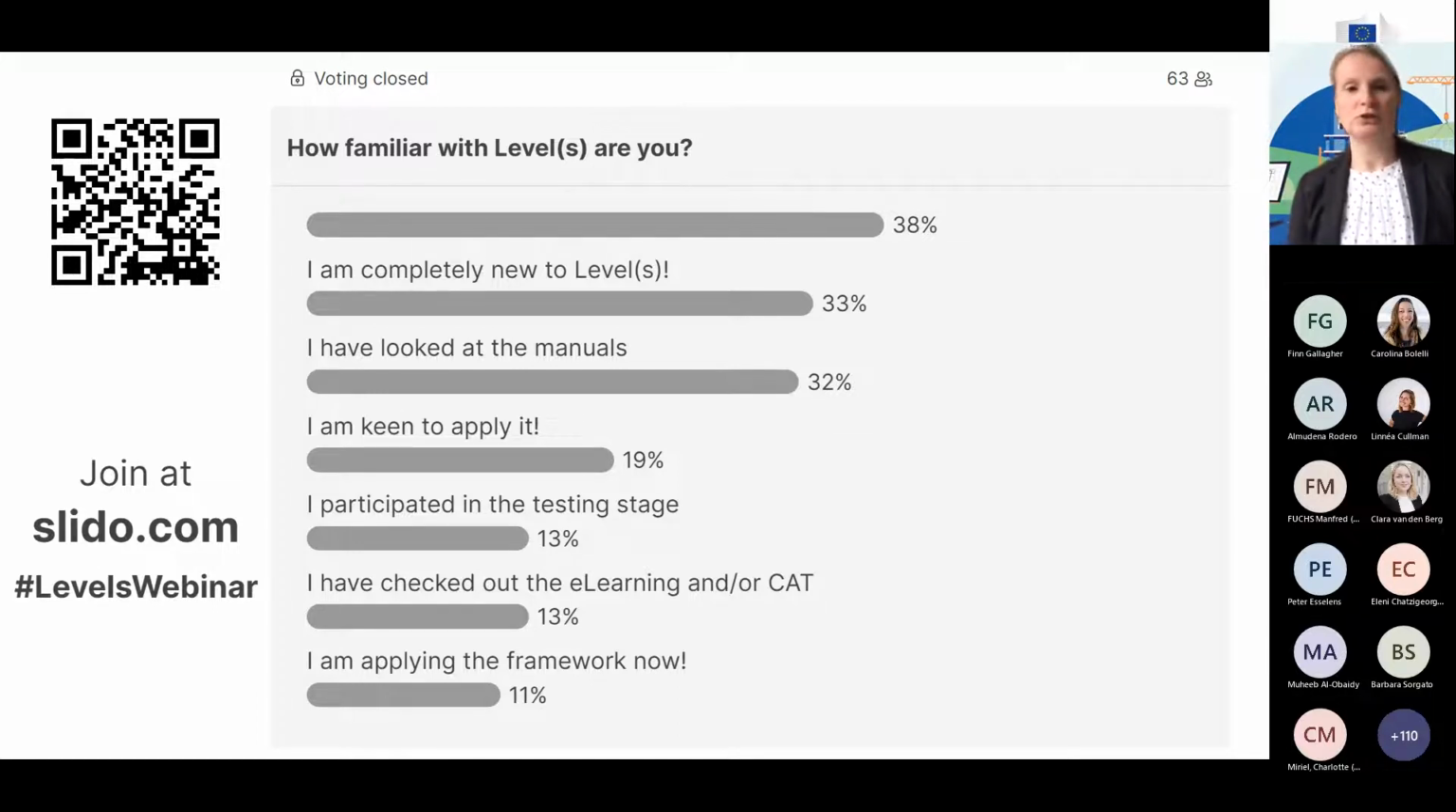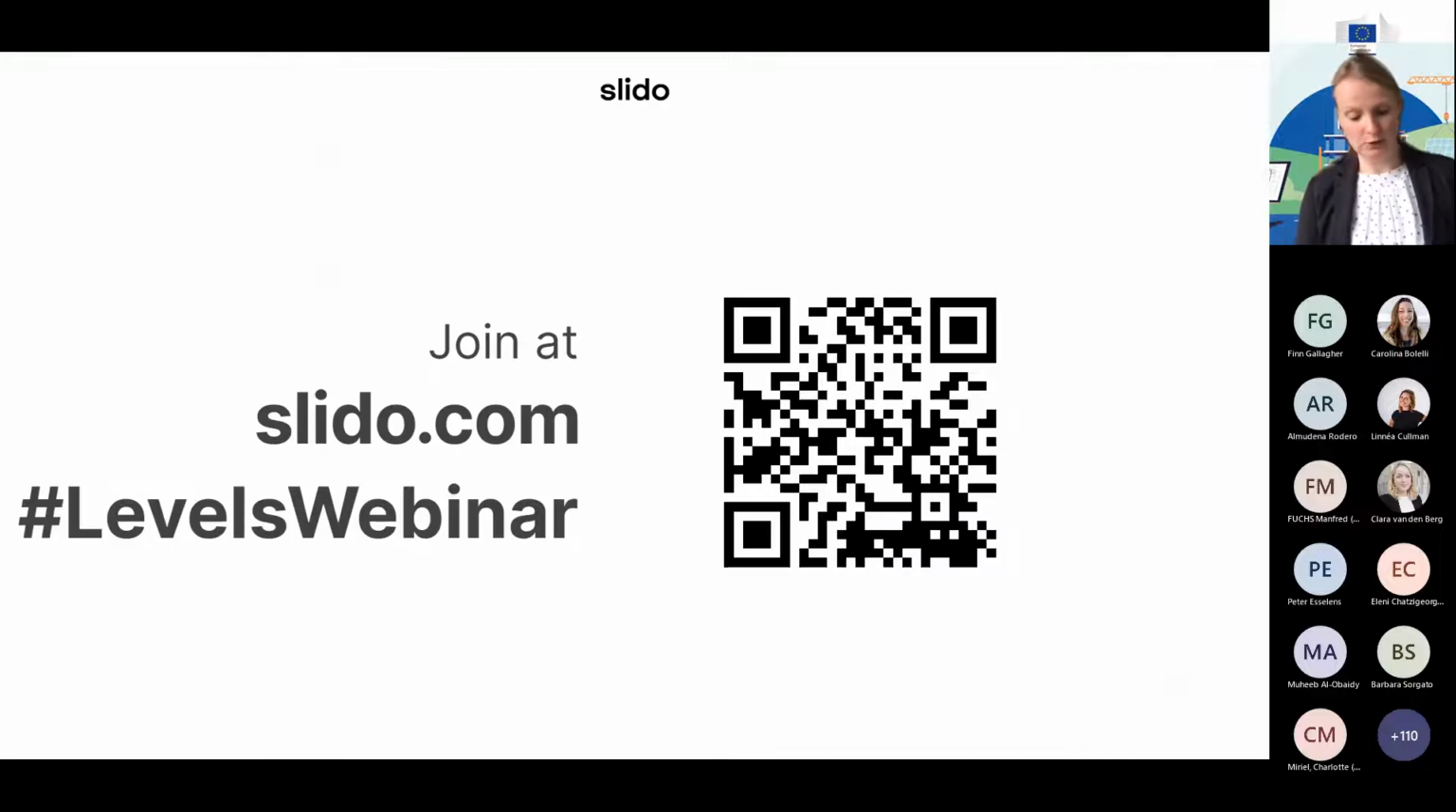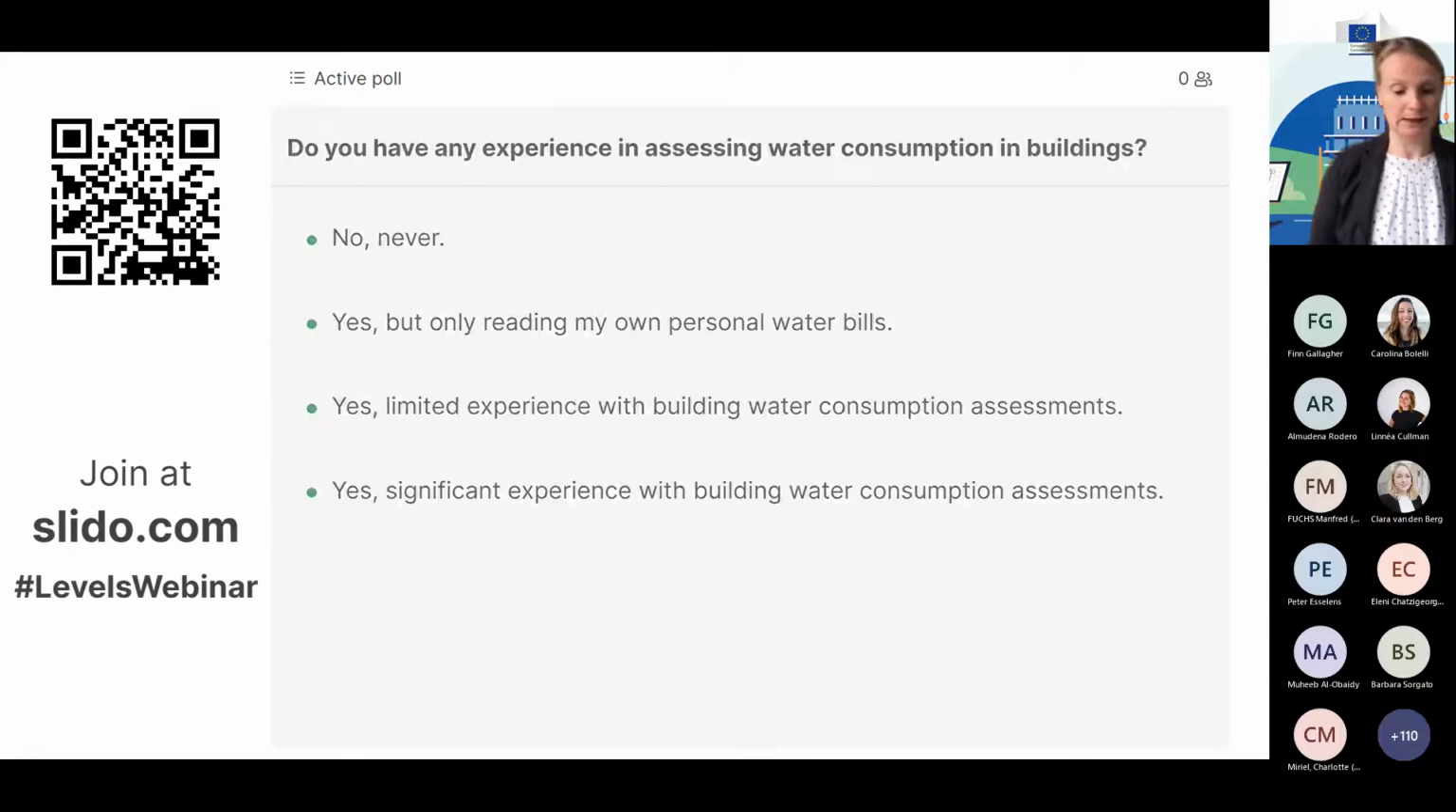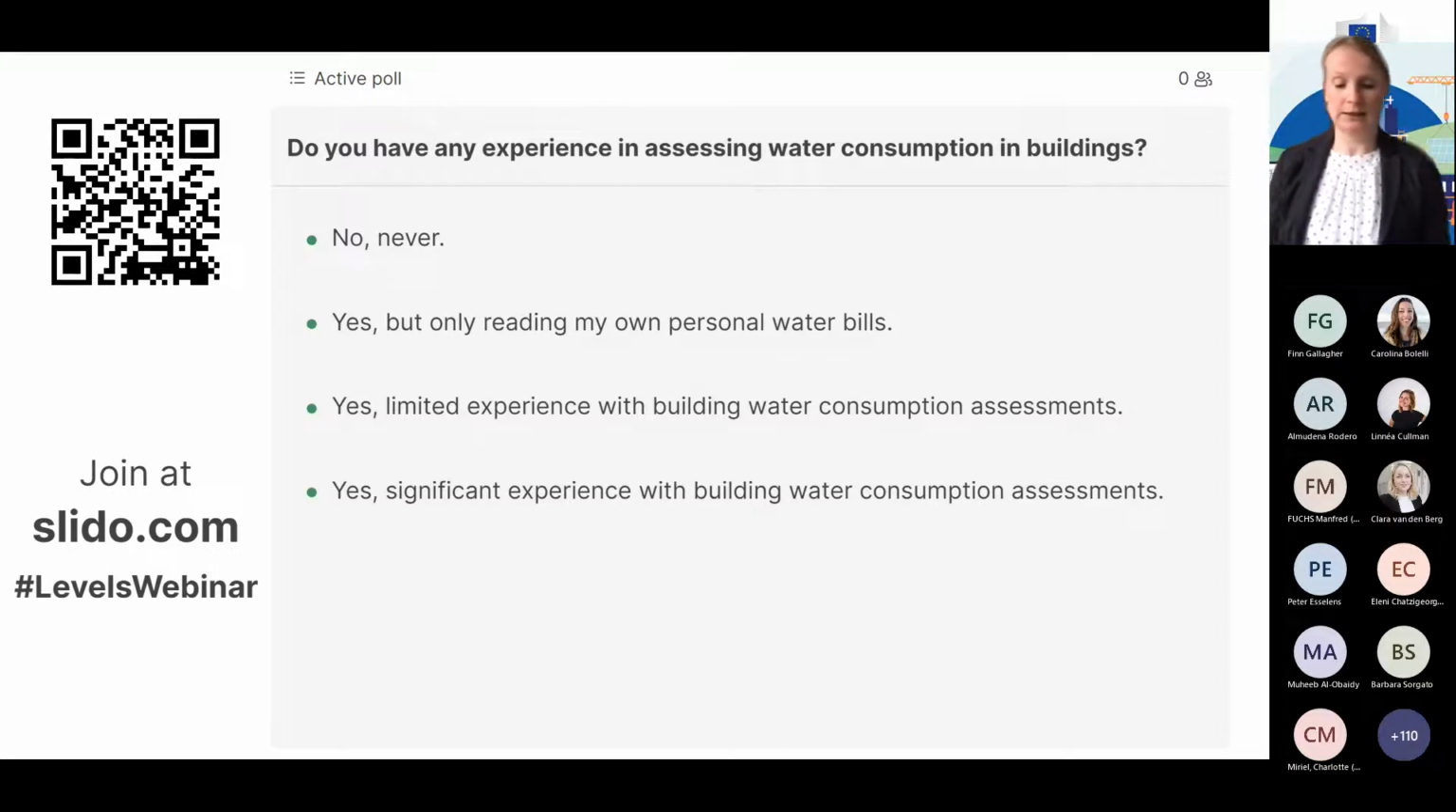And we're going to launch a second question to you, because as you heard, today we're specifically looking into the indicator 3.1 on the use stage water consumption, because as Josephina also said, it's an indicator that's a little more simple from the set of Levels indicators. So that's why we've chosen it as an example. And for that purpose, there is also a second question that we have, which is, do you have any experience in assessing water consumption in buildings?